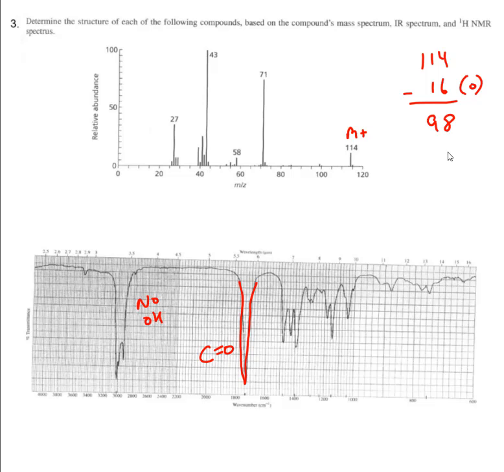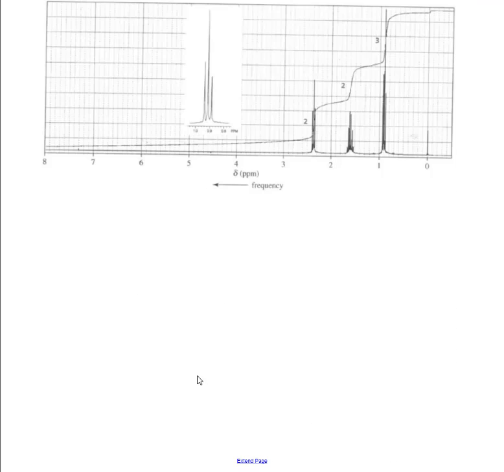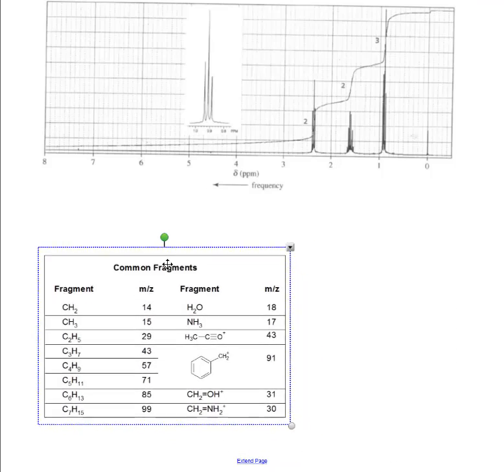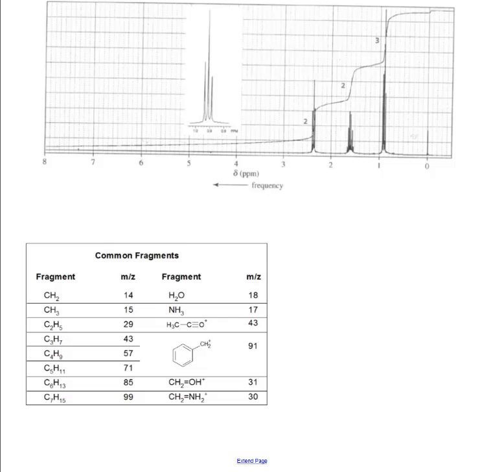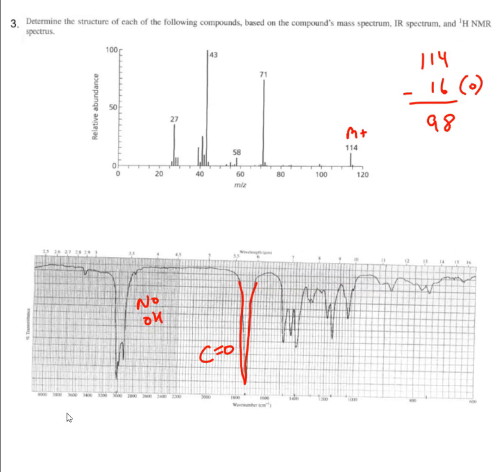Let's go ahead and put this chart in. We're trying to figure out 98. Who's closest to 98? Right there, C7H15. So instead of 99, let's make it C7H14, and we're good to go. So for 98, it's C7H14. So our total formula is C7H14. See how I figured that out?